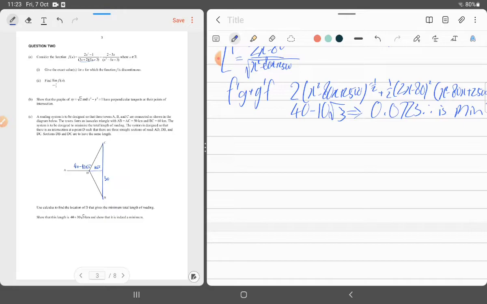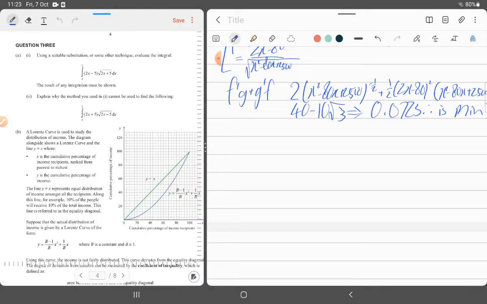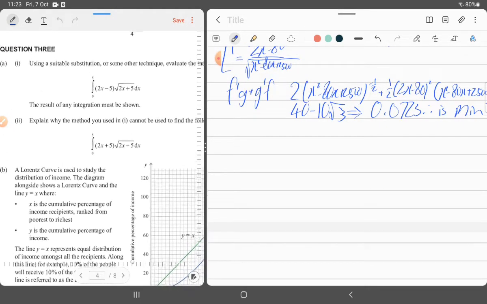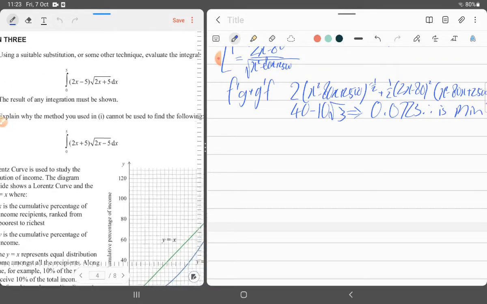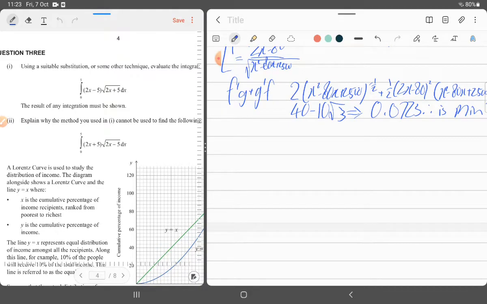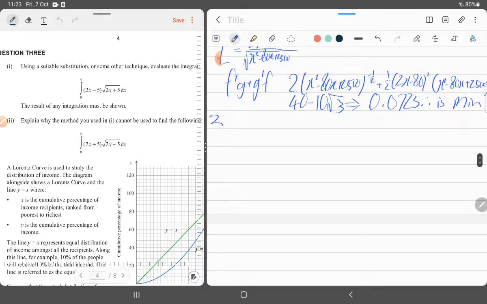Question 3. Using a suitable substitution or some other technique, evaluate the integral. So, question 3a(i). Go from 5 to 0 of (2x take away 5) root of (2x plus 5) dx.